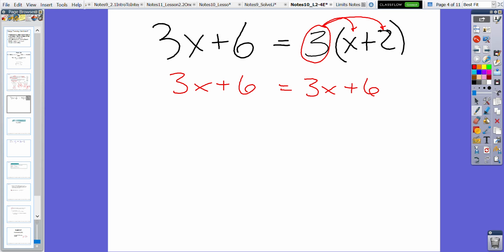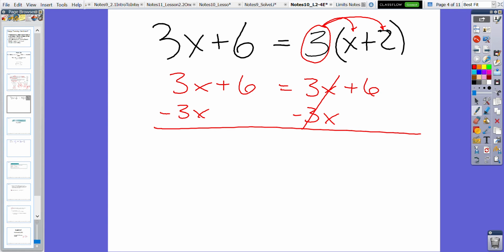Now they're completely identical. So in order for us to determine what this means, we need to go ahead and subtract 3x from both sides. We want to treat it as if we're getting all of our x's to one side. So minus 3x, minus 3x. When that happens, the 3x's cancel on both sides. I'm left with 6 is equal to 6.